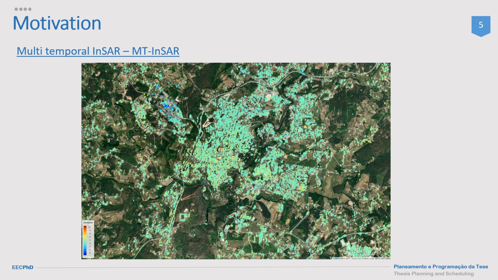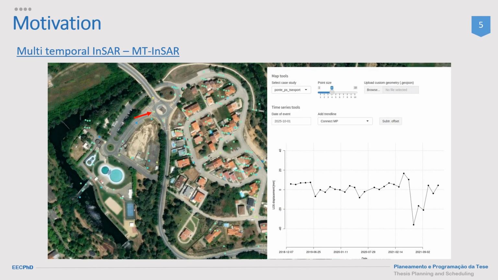This is a multi-temporal processing of Vila Real. The points that we see on the map are the PS points, and it is possible to observe the displacement speed of each point over time.